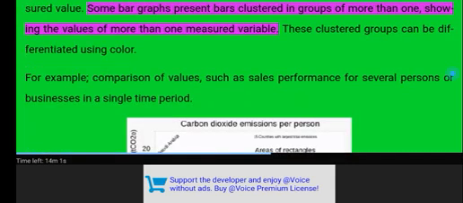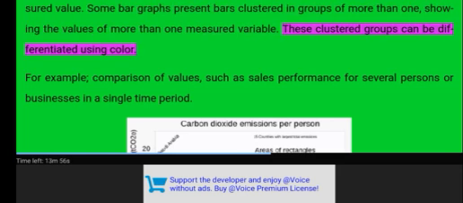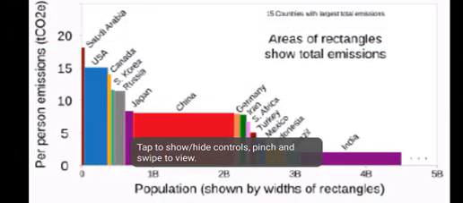Some bar graphs present bars clustered in groups of more than one, showing the values of more than one measured variable. These clustered groups can be differentiated using color. For example, comparison of values, such as sales performance for several persons or businesses in a single time period.